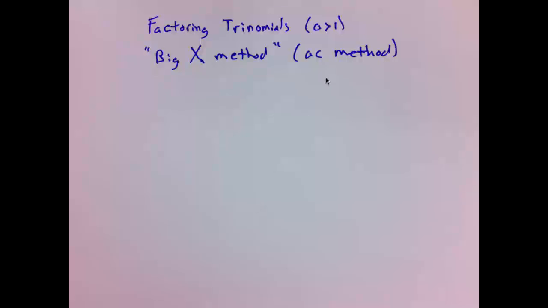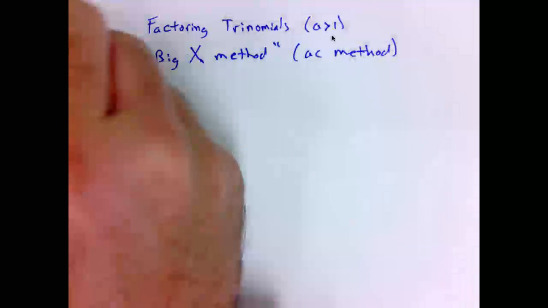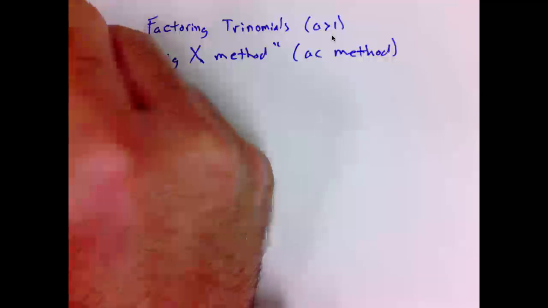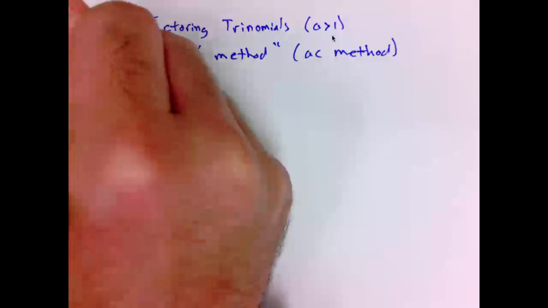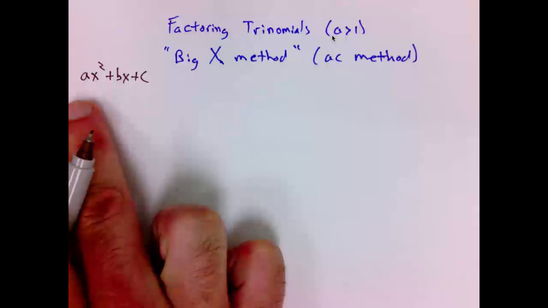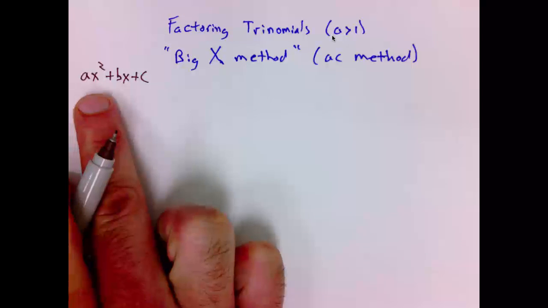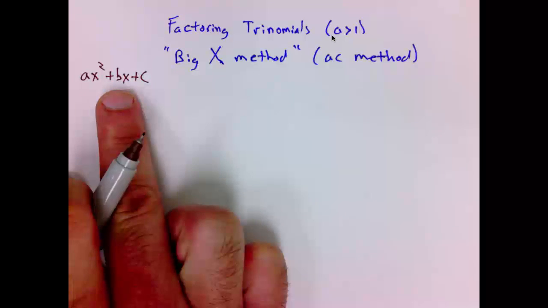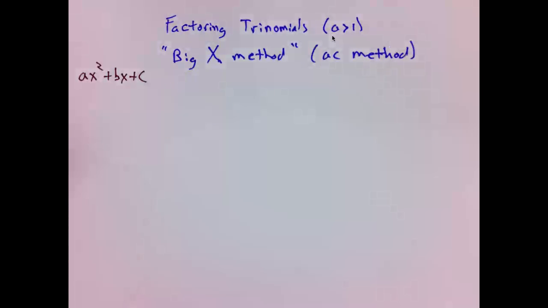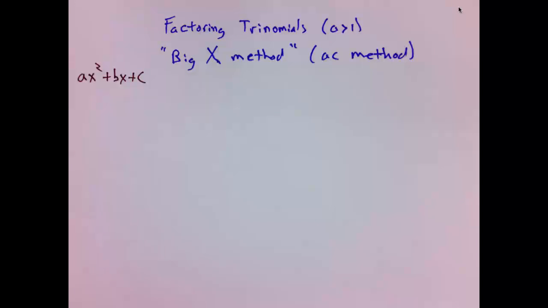Alright, so in this video we're going to be talking about trinomials where a is greater than 1, and let me remind you of our standard form of a quadratic: ax squared plus bx plus c. I'm leaving off the equal 0 part. We're looking at this just as an expression. A is the coefficient of the quadratic term, b is the coefficient of the linear, and c is the constant. Alright, so let's just jump right into an example.